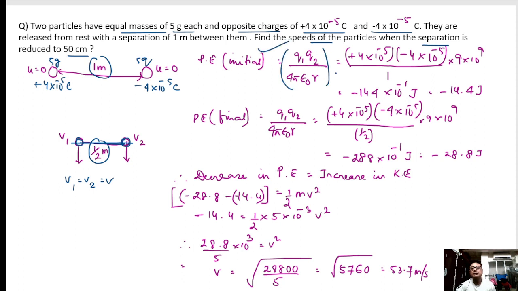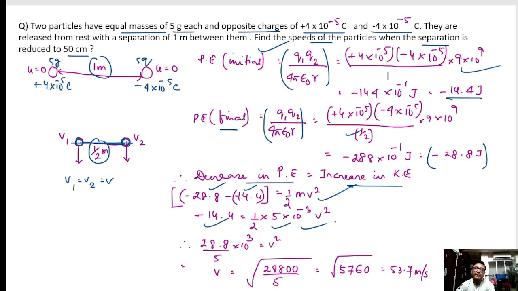This is the formula of the potential energy initially. This is the formula of potential energy in the final, where the distance is half, which is this. So how much has that potential decreased? That is the increase in kinetic energy. So the potential final minus initial is the increase in the kinetic energy. So from here, the mass I know, so I get V square, and so V I can find. 53.7 meter per second is the final velocity of the two particles.